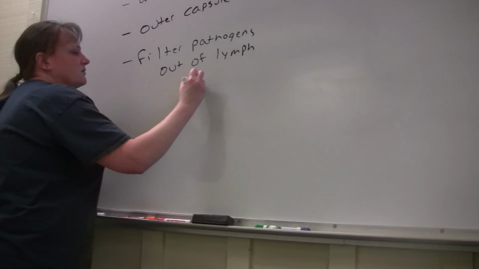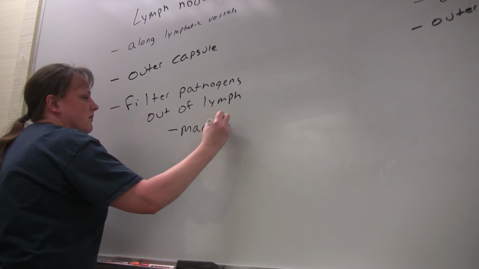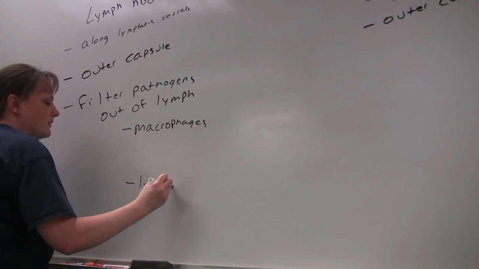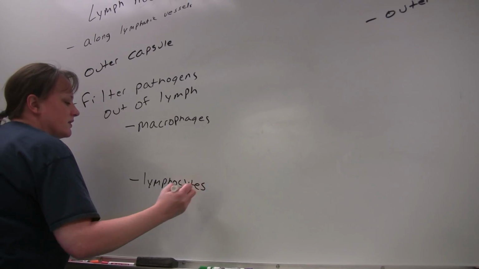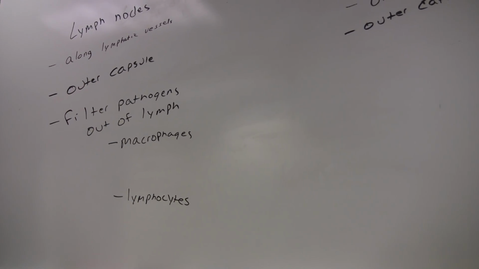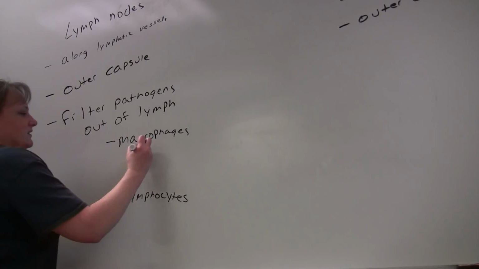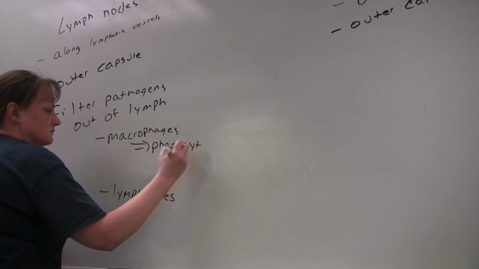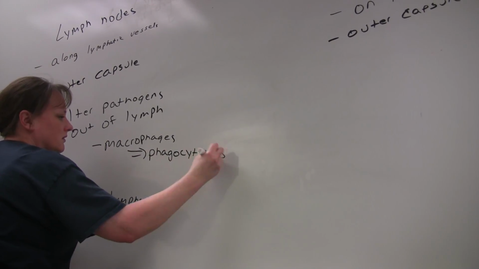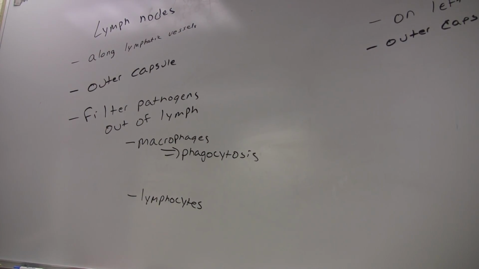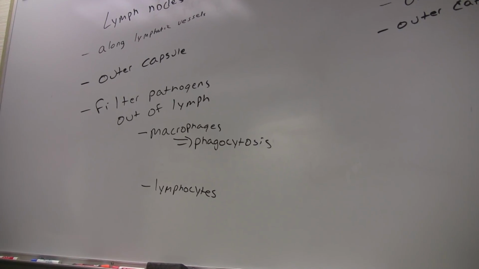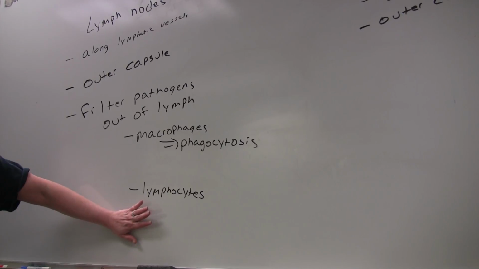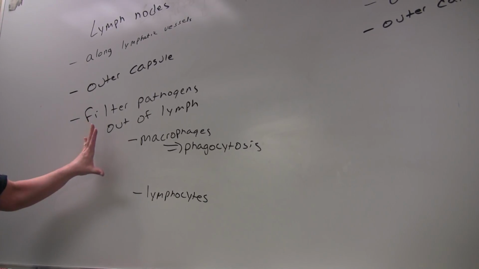Because in our lymph nodes we have macrophages and we also have lymphocytes. You guys know what macrophages do? Phagocytosis. Yes. There we go. So they will engulf and destroy pathogens like bacteria and viruses. Lymphocytes, they are complicated beasts, so we'll talk about them later, but they are also in our lymph nodes.